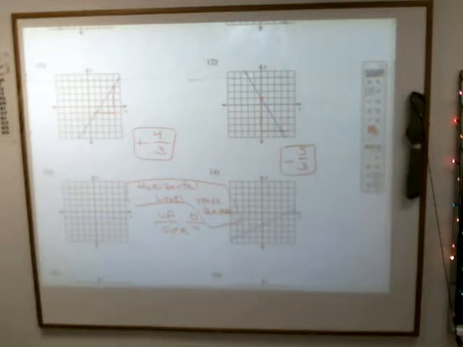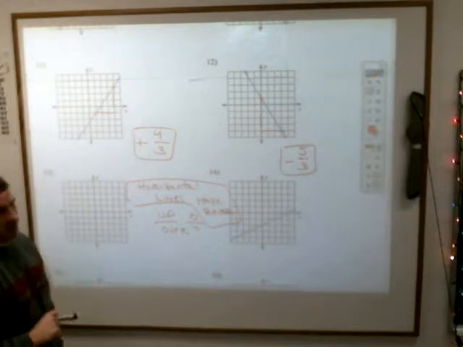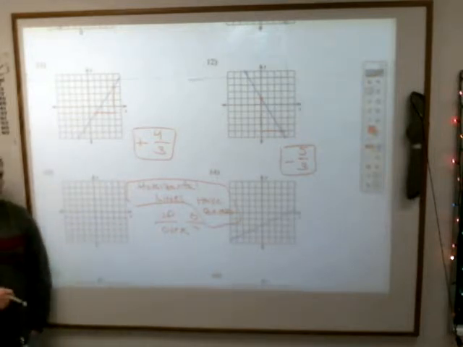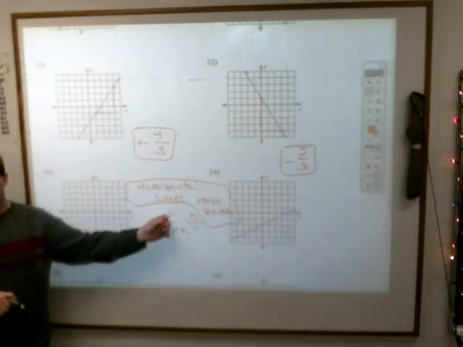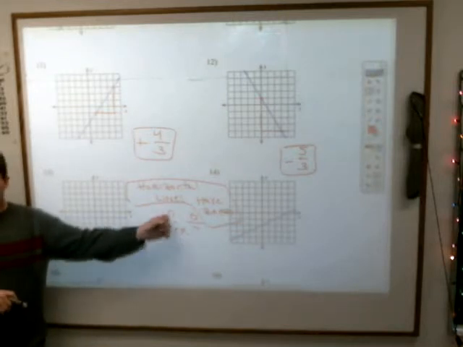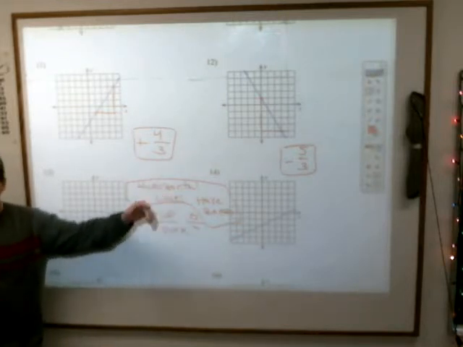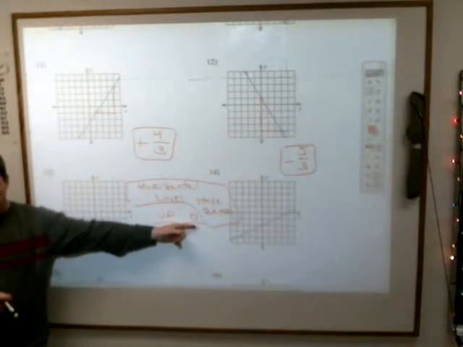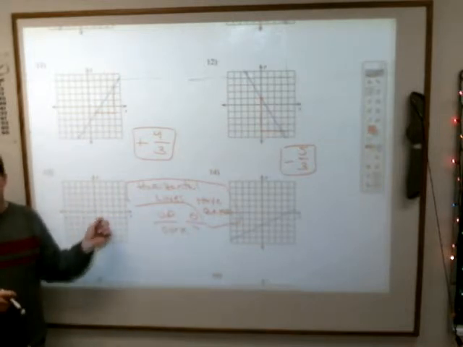Okay, wait, I'm confused. Now we're not to vertical yet. Horizontal lines do not go up, because the up number is 0, it doesn't matter what the bottom number is, because 0 divided by any number, 1, 2, 3, 15,000, is always going to be 0. Horizontal lines will always be 0 slope.